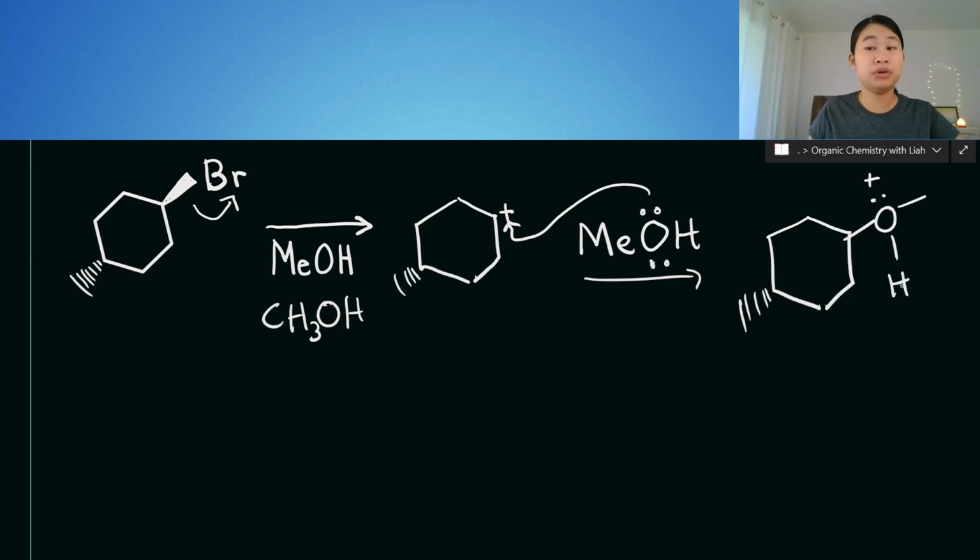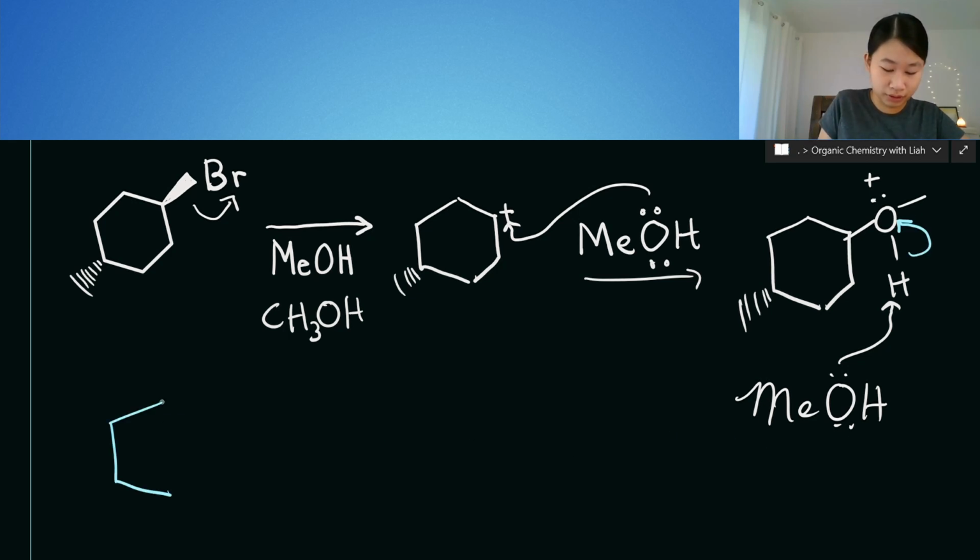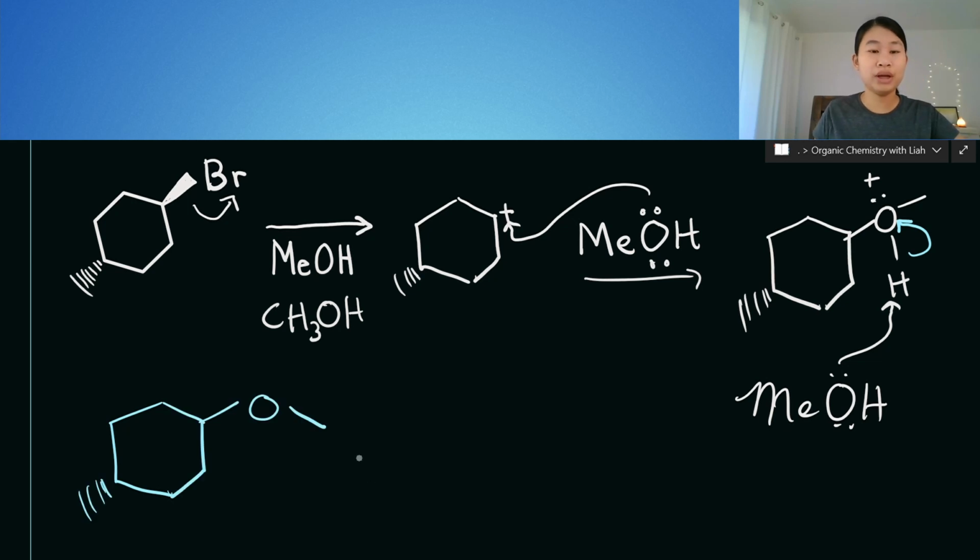Notice that we need to deprotonate now because oxygen has this positive 1 charge. So we're going to take more of the solvent, which is going to attack here, taking this hydrogen off. These electrons from this bond between hydrogen and oxygen will go back to oxygen here, and we're going to get this product.